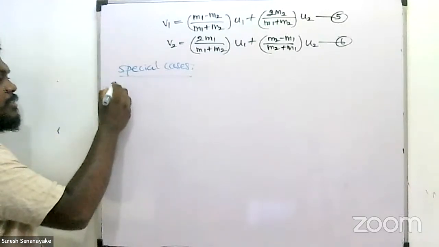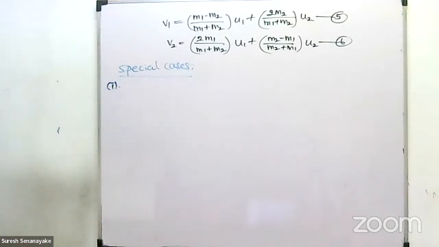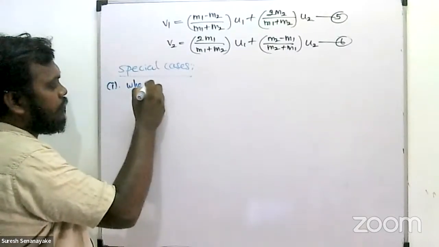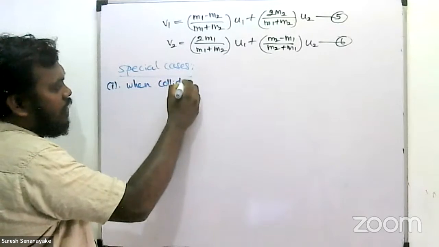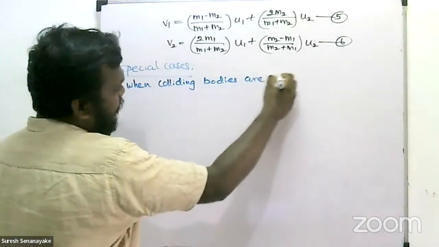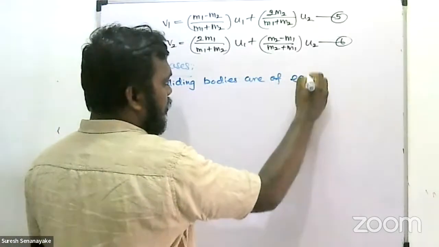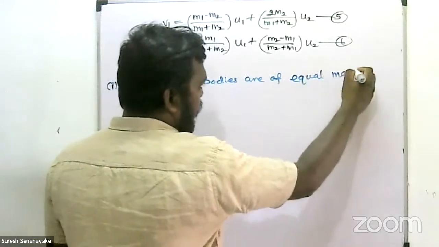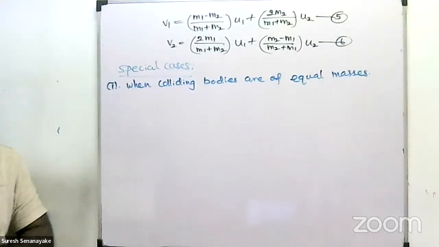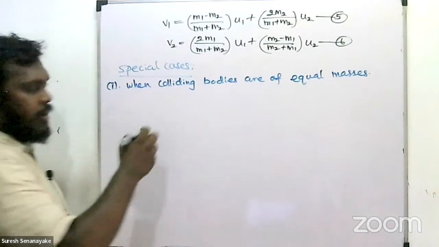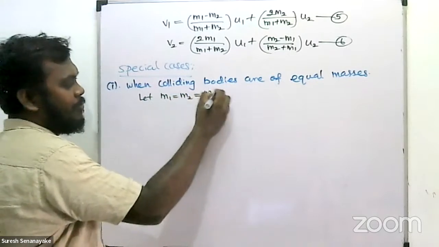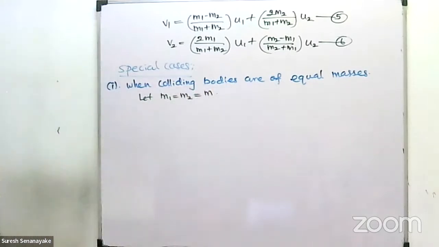First case, I consider when colliding bodies are of equal masses. Okay, then we can consider that let m1 equal m2, that's equal m. Those are equal.